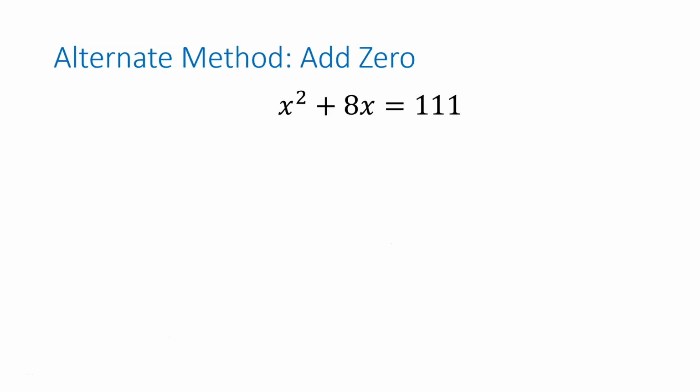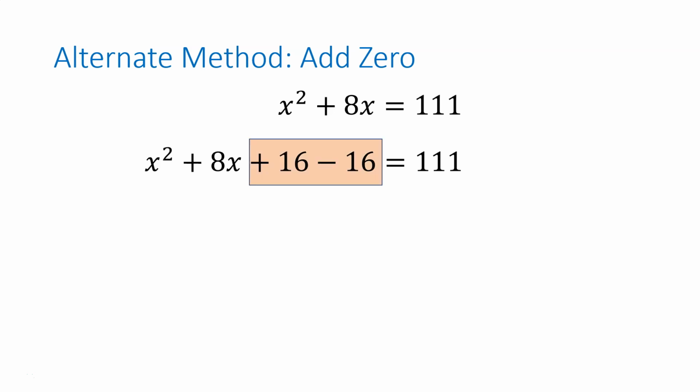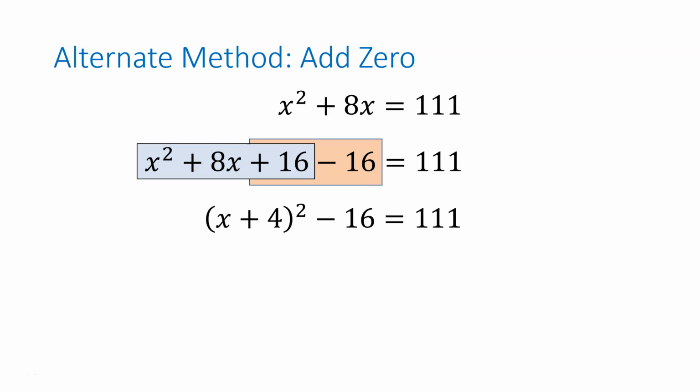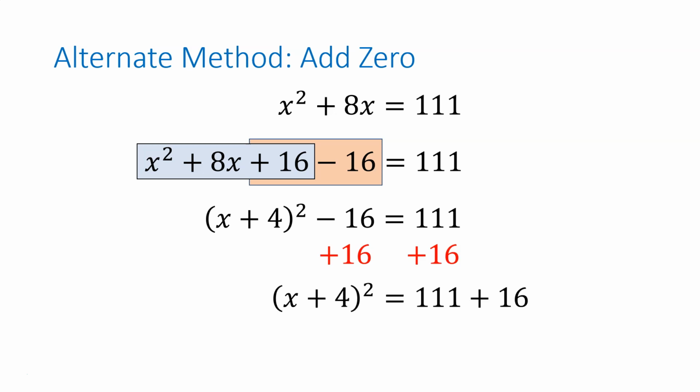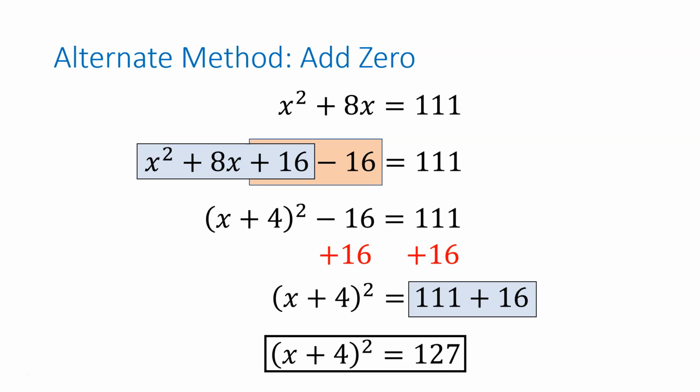An alternative method you may see to complete the square is to add and subtract from the same side of the equation rather than adding to both sides. This method works because this is the same as adding 0 to one side of the equation, which does not alter the balance of the equation. A portion of the left-hand side can be replaced with the perfect square x plus 4 in parentheses squared, and if necessary the remaining constant term can be added to the other side. We get the same result as the other method.